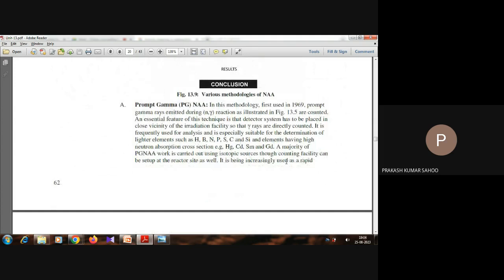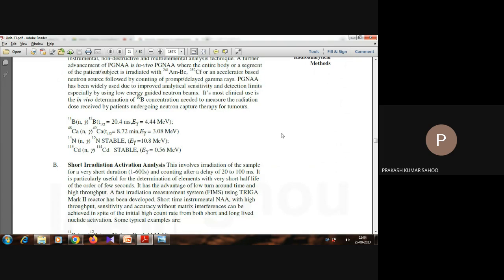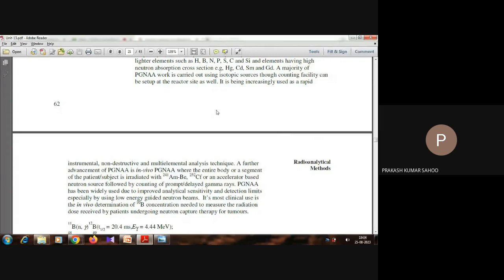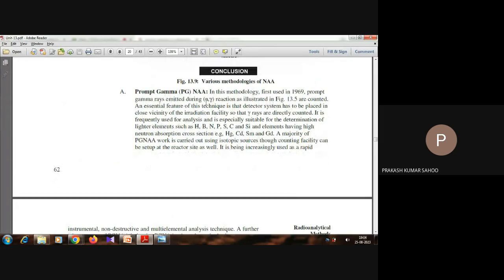Then prompt gamma neutron activation analysis. In this method, the prompt gamma ray emitted during the neutron gamma reaction is illustrated in 13.5. Where the combination is n and gamma, that is neutron gamma, this type of reaction is carried out, then the prompt gamma, that is the PGNAA concept, is applicable, which is very suitable for the determination of lighter elements such as hydrogen, boron, nitrogen, phosphorus, sulfur, carbon, and silicon.